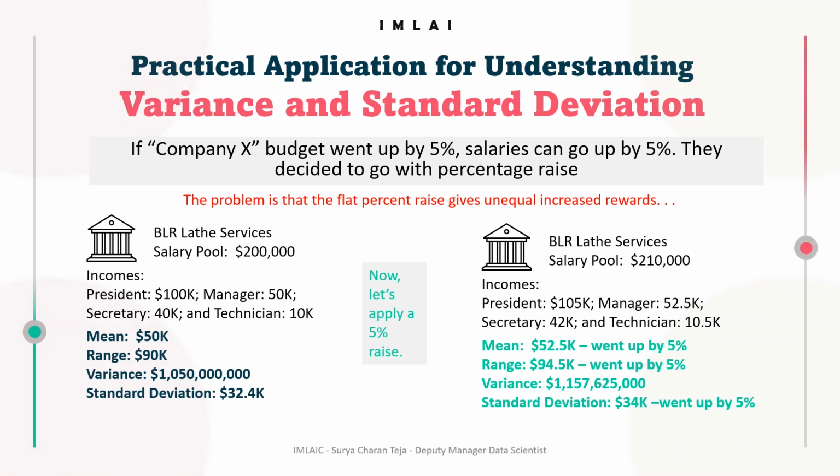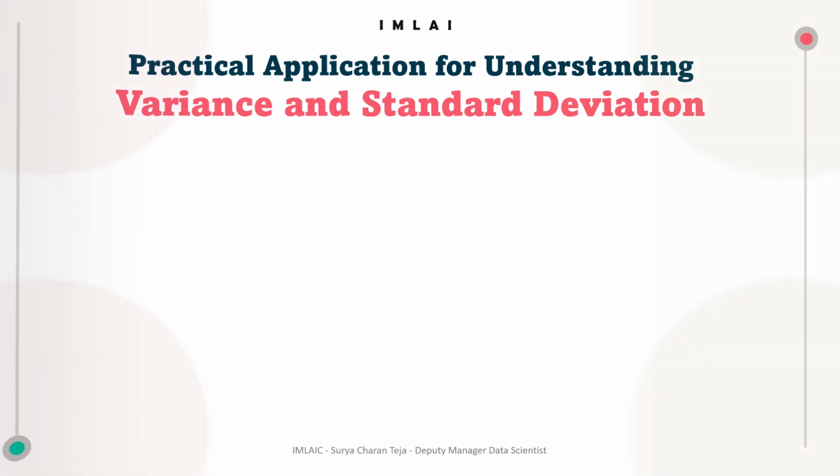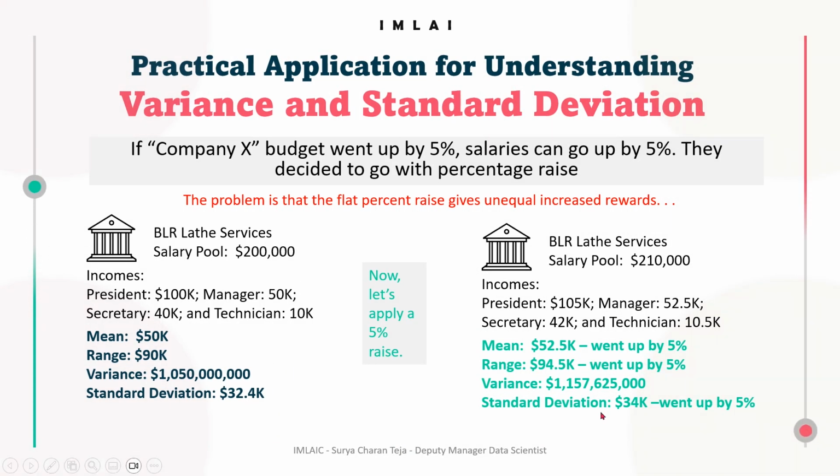So it's clear that if the value changes across each entity of the population or sample, the standard deviation will also change. You can see the standard deviation on the left is 32.4K, and on the right it's 34K dollars, increased by 5% at the same amount of increment. So the flat percent raise increased inequality. The top earner got 50% of the new money, the bottom earner got 5%. The standard deviation measures inequality, so inequality also increased by 5%.